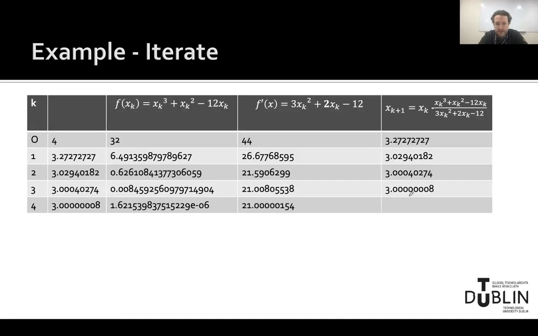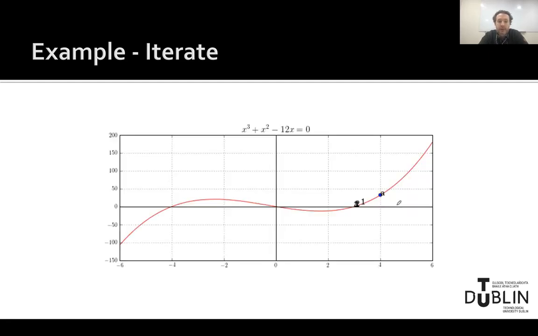So we input that. Now, the f of 3.0000008 is 1.6 times 10 to the minus 6, so a very small number. Our derivative is 21, but that's okay. This is very small, so we know we're very close, and therefore we have the root. And you just keep iterating through. It's very straightforward to do, and it's a very simple calculation. That's how you do root finding methods.